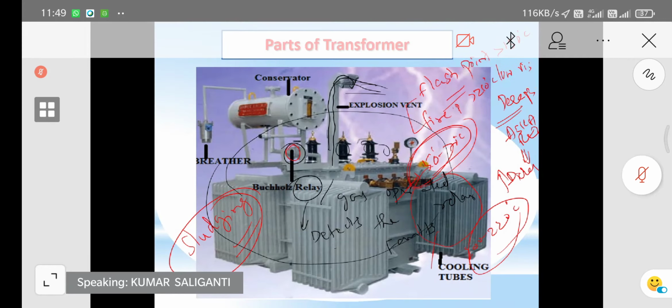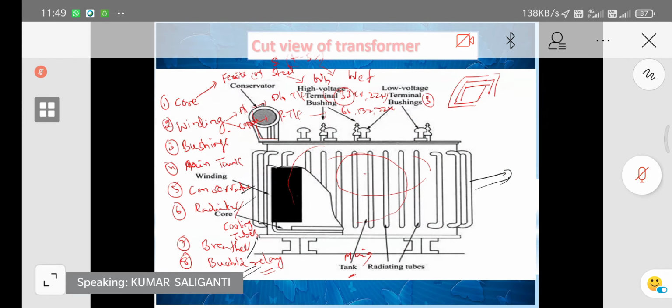The various parts of a single phase transformer. From that, we have discussed the core. The core is ferrite or steel material, with around 4 to 5% silicon added to the steel. Then it is formed like that, finally silicon steel. The winding is either aluminum or copper.